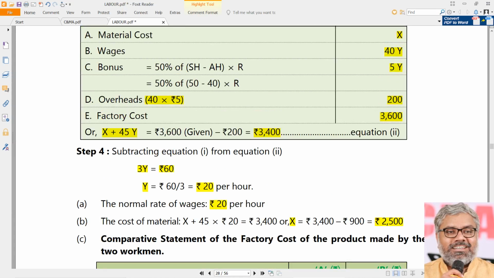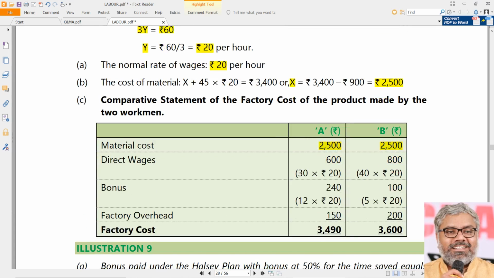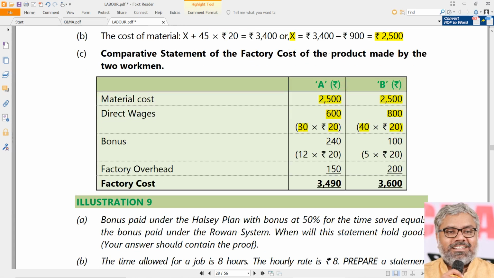Nobody said wages are the same. No, the wage rate is the same. Wages are different because the number of hours they worked is different. So A will get 600 rupees, B will get 800 rupees because A worked for 30 hours, B worked for 40 hours. Wage rate is the same, that is 20 rupees. So basic wages or normal direct wages will be 600 and 800 for A and B respectively.